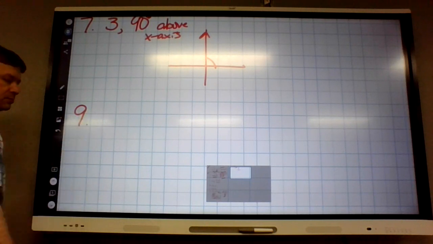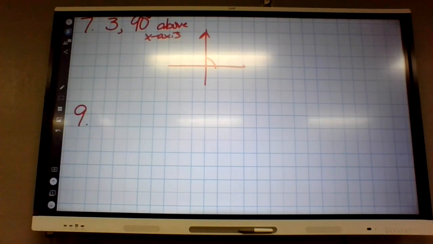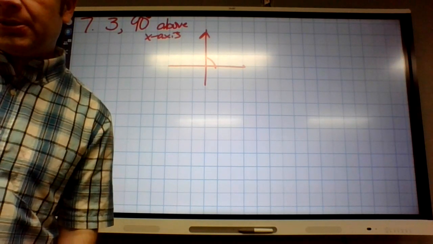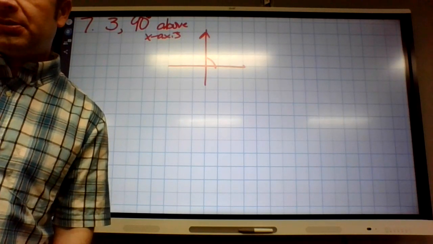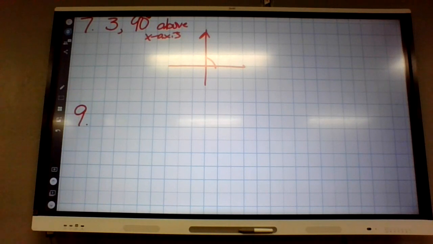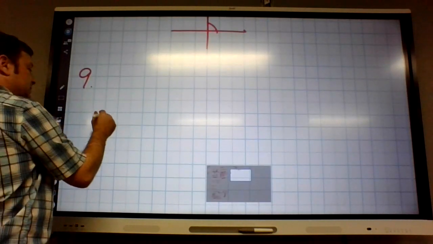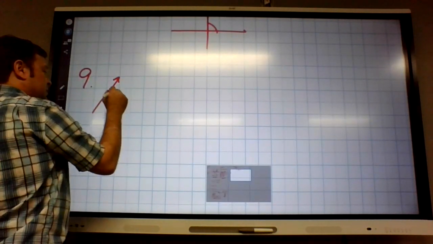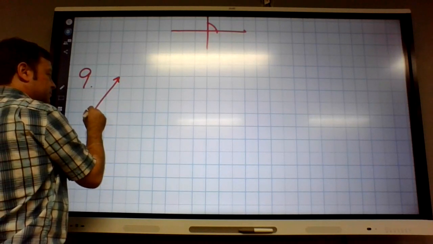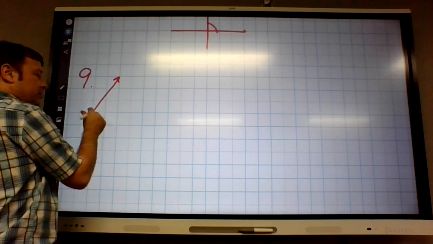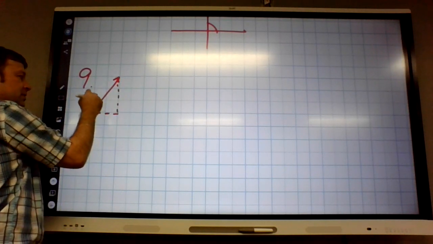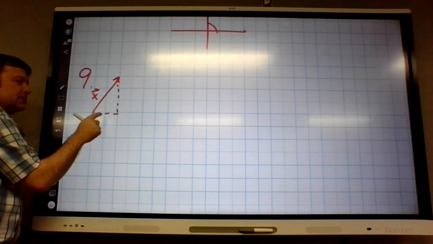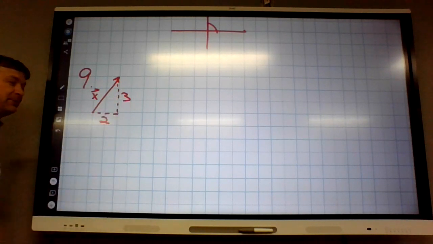All right. Number 9, vector x. Okay, that's kind of the one I did in my example at the beginning, accidentally. So what are the components for vector x? What's the x and y value for this one? 2 and 3. So that was like an example at the beginning.